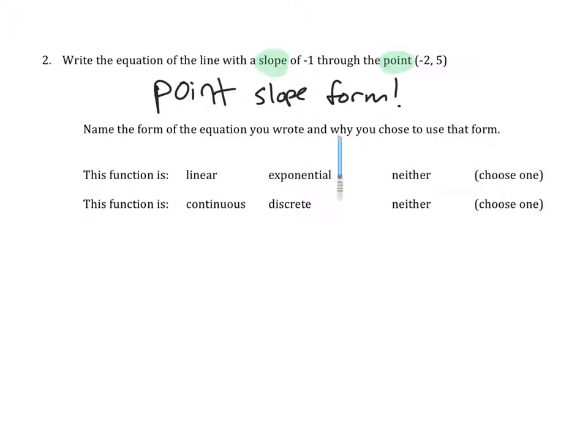Name the form of the equation you wrote and why you chose to use that form. Y'all, we chose point slope form, and we chose that because we have the slope and we have a point. Easy. Okay, so who remembers what point slope form actually is? Hopefully you have it memorized. If you don't have it memorized, memorize it. Write it down 20 times or something and see if you can get it memorized. So it is y equals m times (x minus x sub 1) plus y sub 1. And that is given a point, not y.